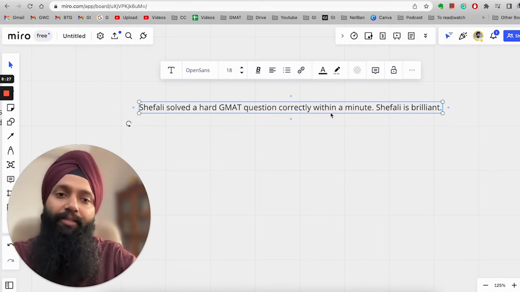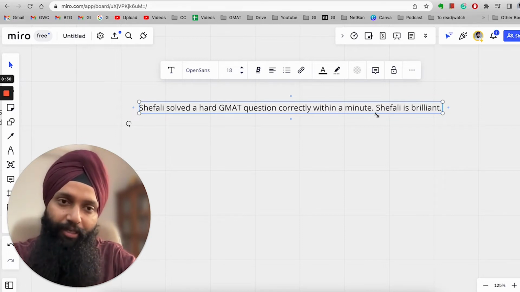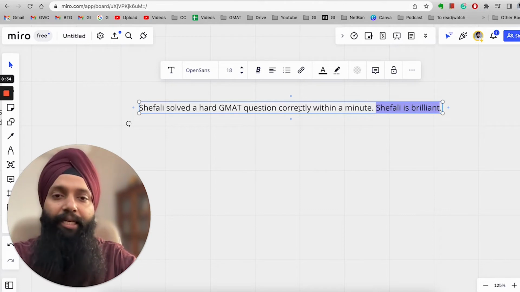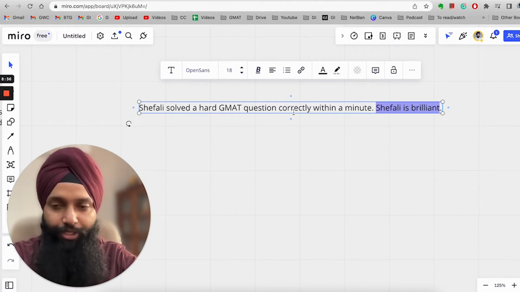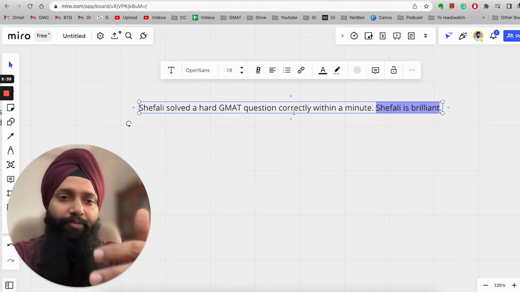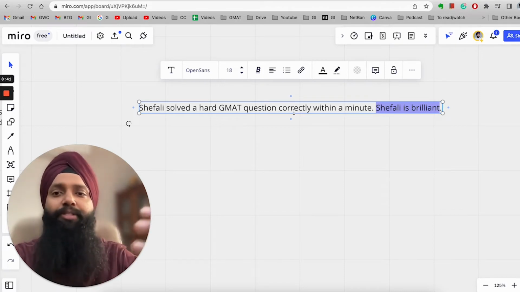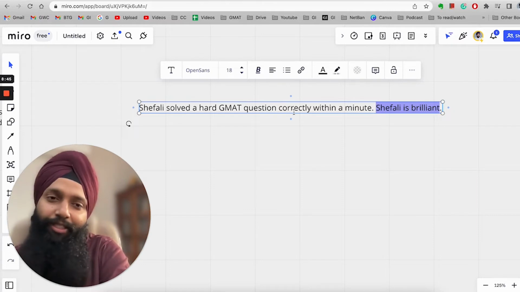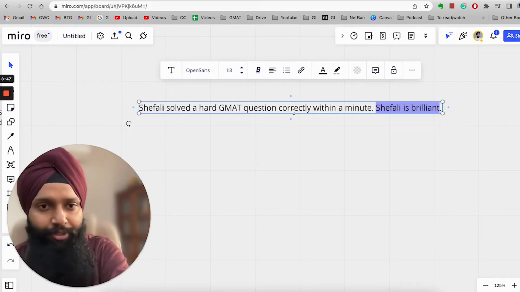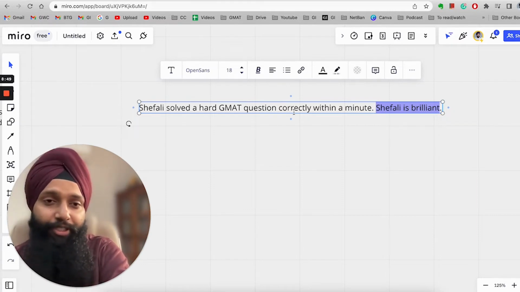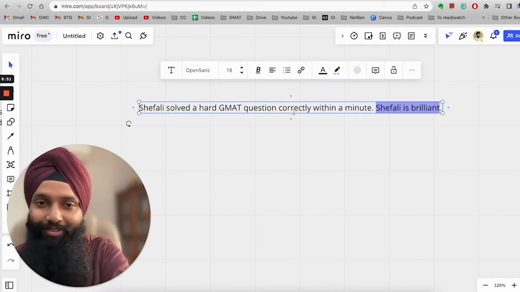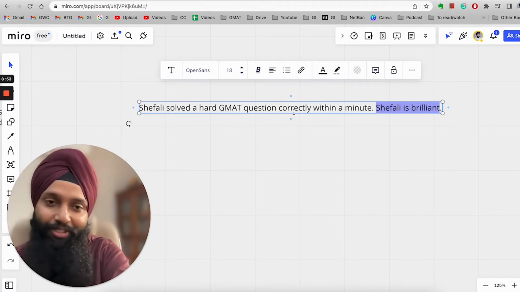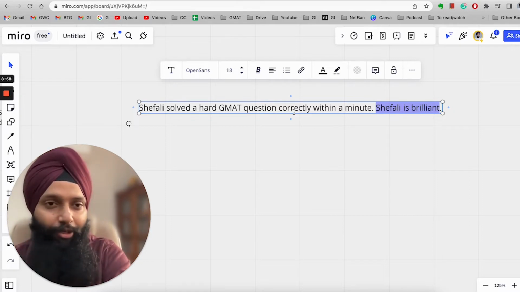The thing is, the second statement is indeed an explanation of the first statement. As we said, Shefali is brilliant is one explanation. The other explanation for she solved a hard question correctly within a minute could be that she knew the question beforehand. She had solved this question earlier, or she was just cheating. She had microphone and speaker and all that. She was cheating in some way. Right? So there could be other explanations.